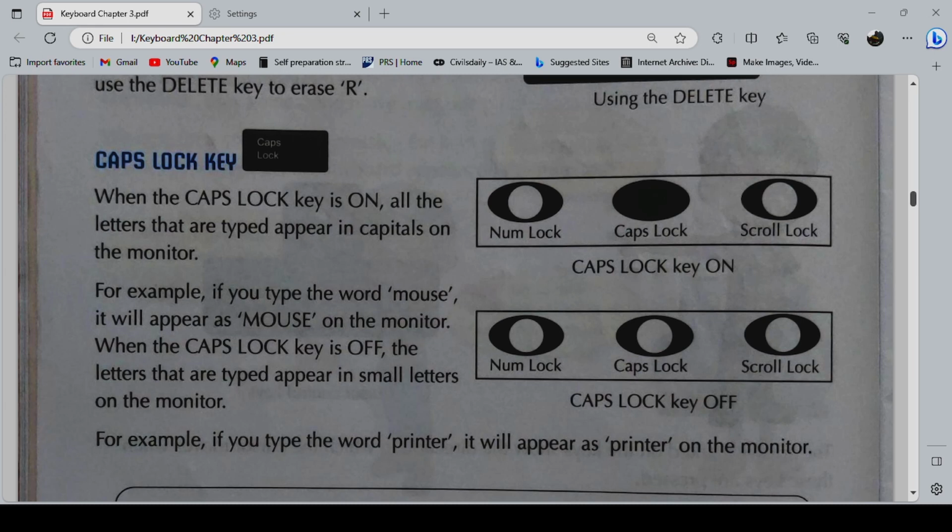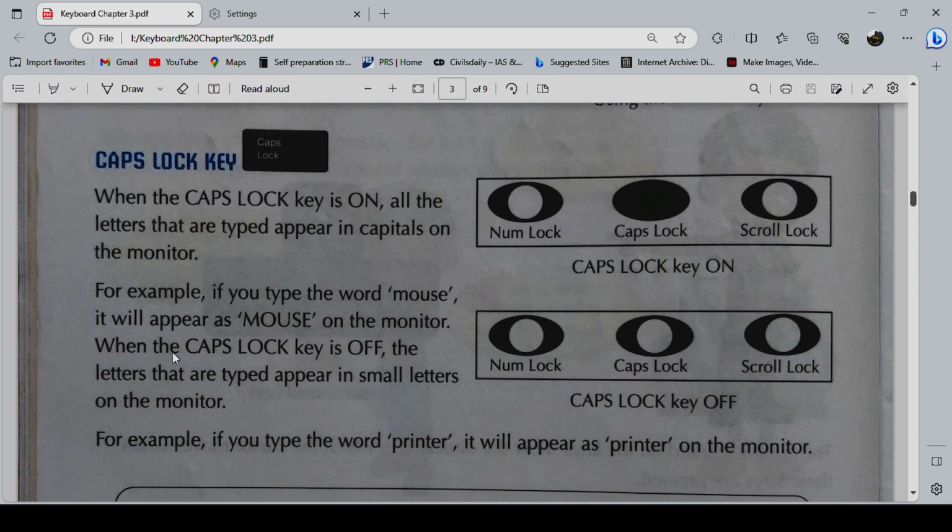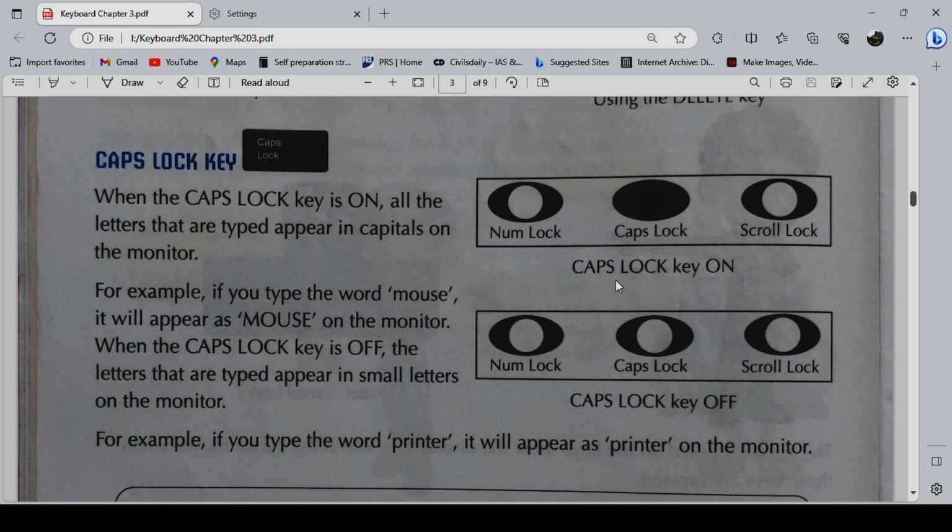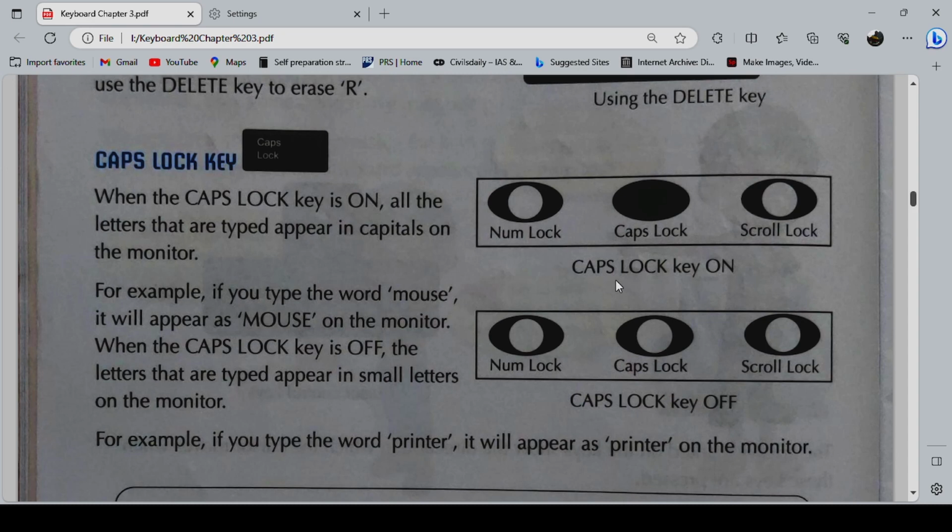Okay, there is more. It's not done yet. Till now the caps lock key was on. There are two concepts to this caps lock key. When the caps lock key is on, this light will be on. Look at this light. That means the caps lock key is on, and when we type anything on our keyboard, the letters will appear in capitals on our monitor, on our screen.